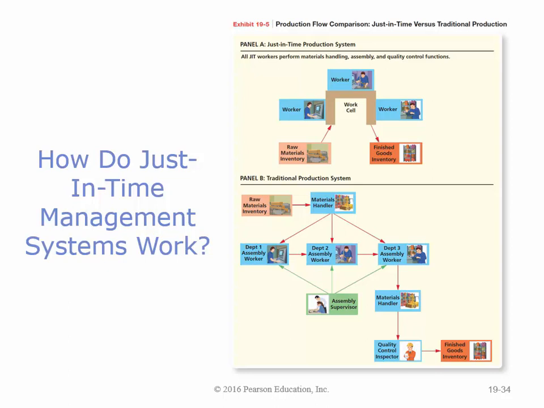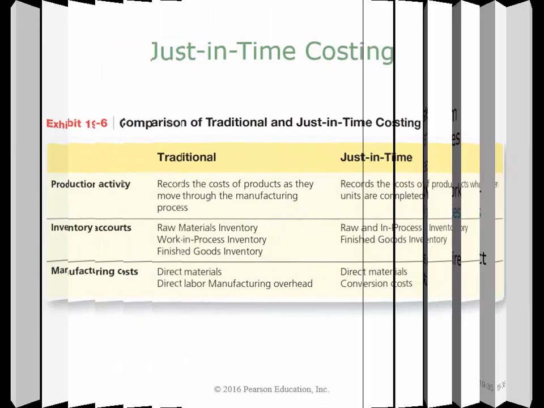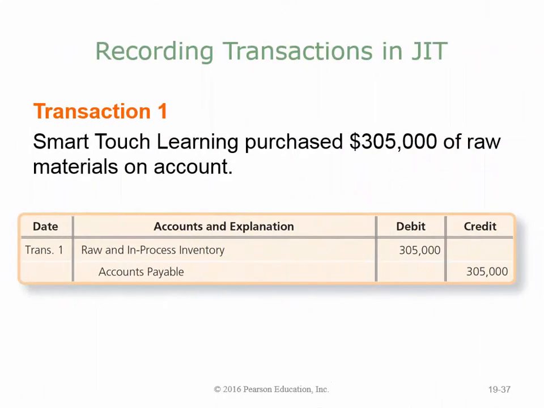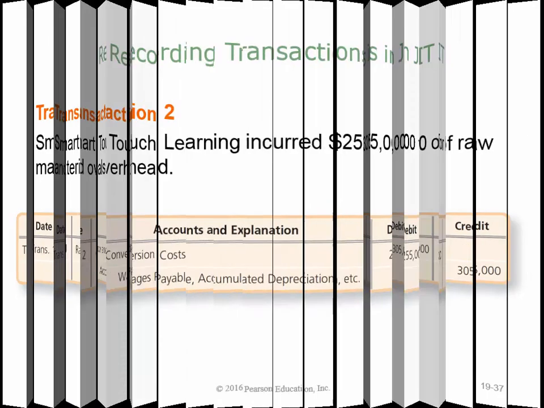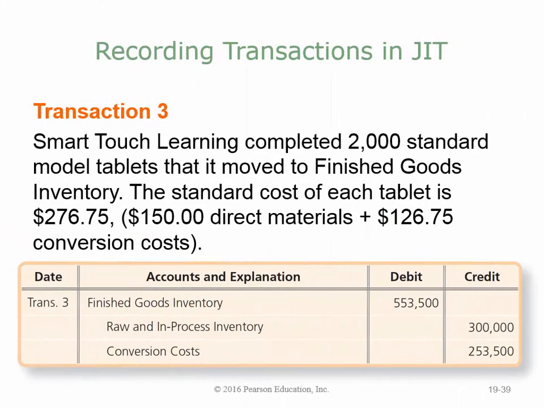So this kind of tells you how it all works. Again, more of the same stuff. They have this whole thing about how to record transactions in just-in-time. You won't be surprised. Raw materials: the raw materials inventory goes up, accounts payable goes up. Then we put the labor in, so we have conversion costs, and then wages payable. Finished goods inventory. I mean, it's nothing different, okay? It moves from one place to the next.